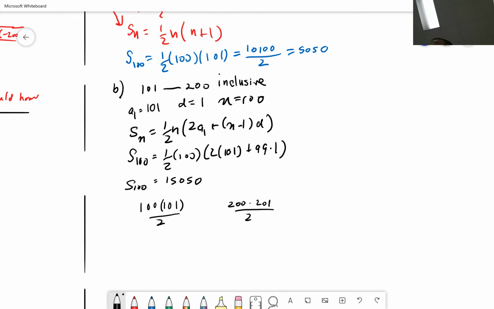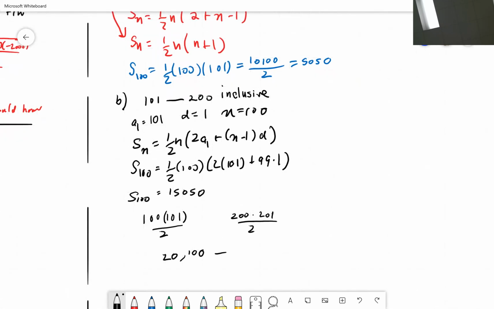So 200 times 201 divided by 2 comes out to 20,100. And then you subtract what it would be for 1 to 100, which is just going to be 5,050. So this comes out to 5,050, this comes out to 20,100, and when you subtract 20,100 minus 5,050, you get 15,050, which is the same answer we got up top.